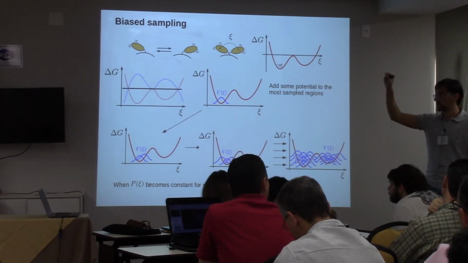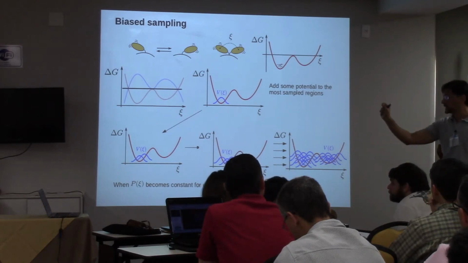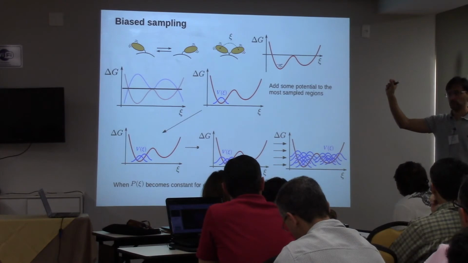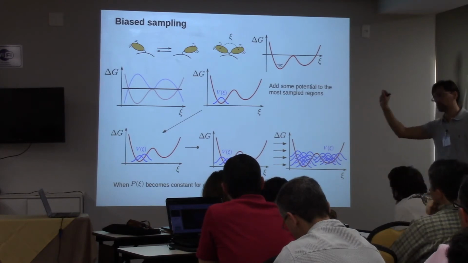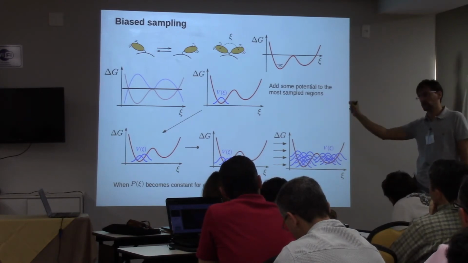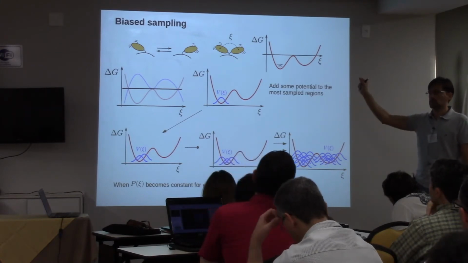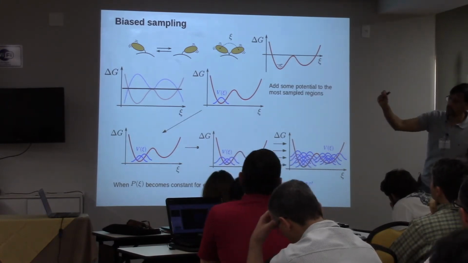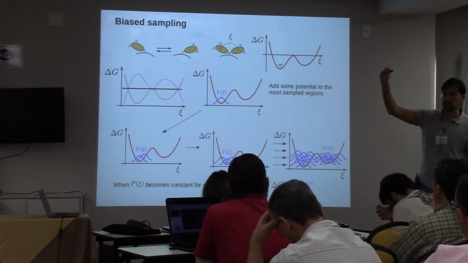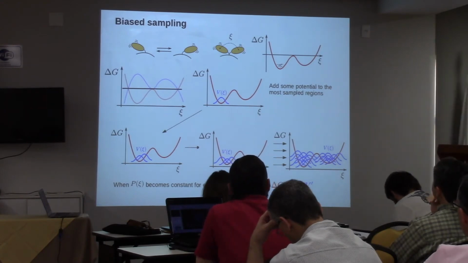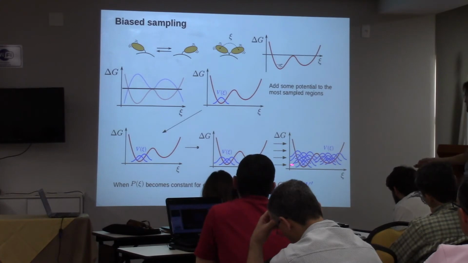So if my system gets trapped in a position, I will add a perturbation that moves my system from that position. Then it will get trapped elsewhere in a different place, and then I add a perturbation in this new different place. And then it will get trapped in another place, and then I add a perturbation in this place, and so on.